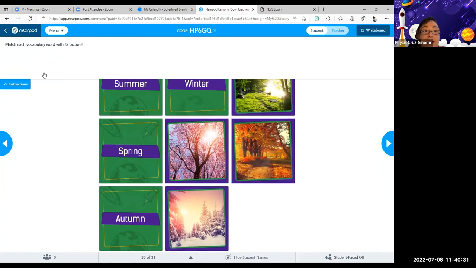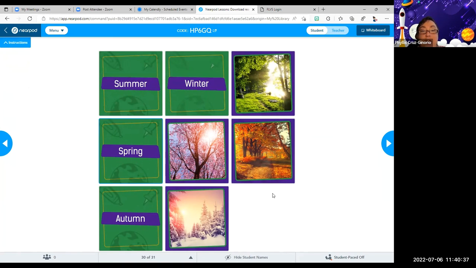All right, as your exit ticket, you are to match each vocabulary word with its picture to prove to me that you know the seasons. So let's look at the words first. We have summer, spring, autumn is at the bottom, and then the top in the middle says winter. Can you match the picture of the season to the word for each season?